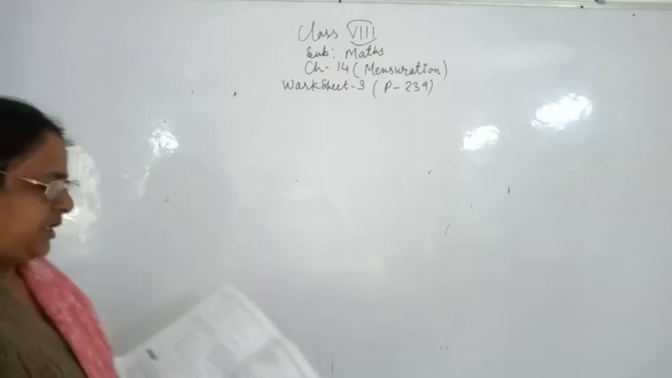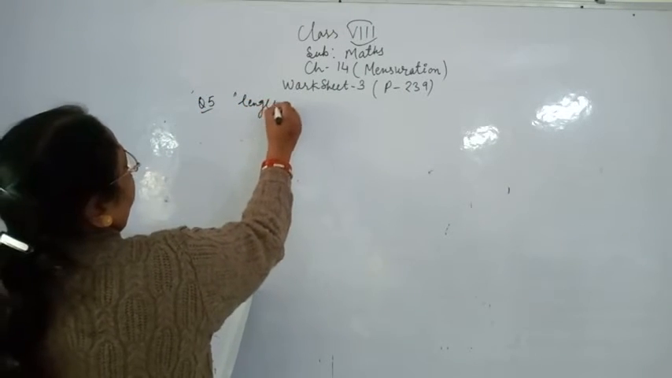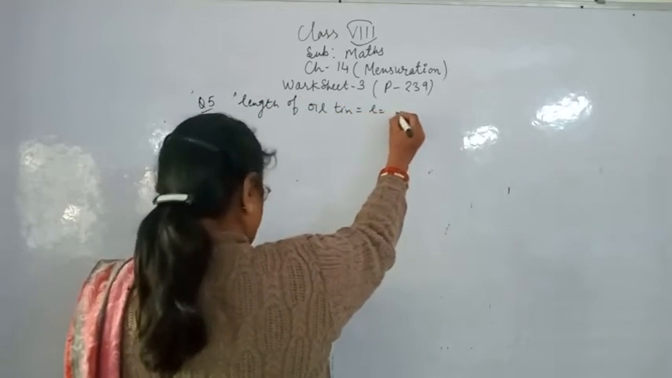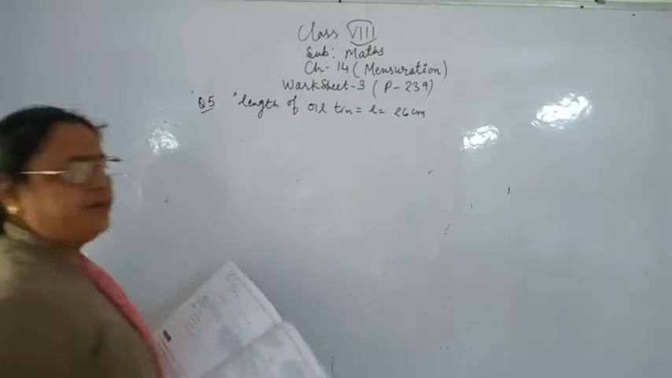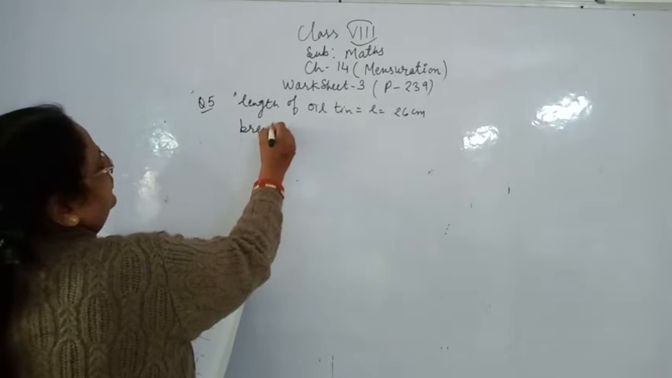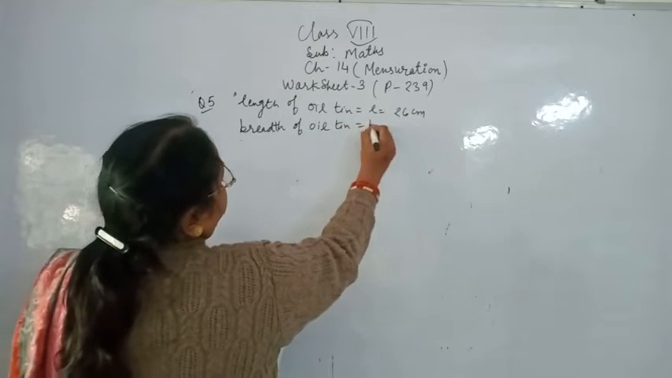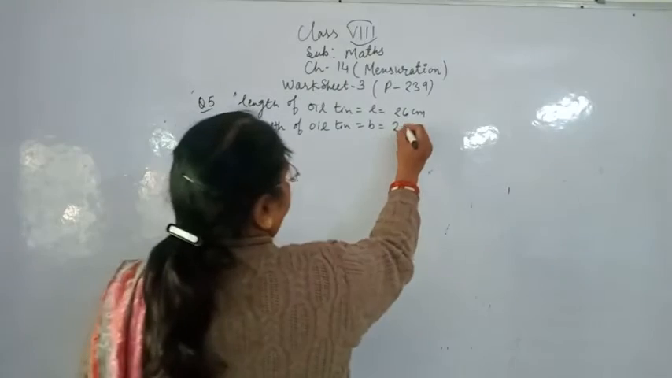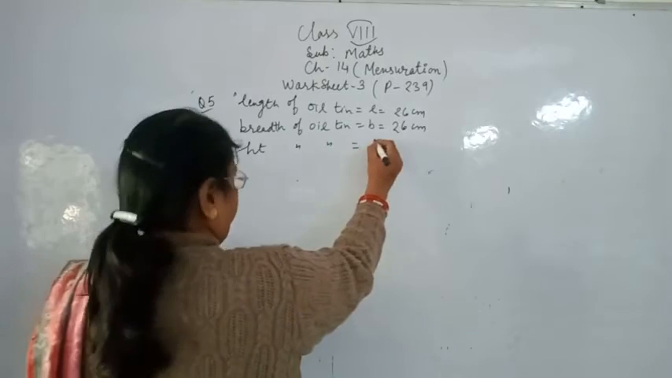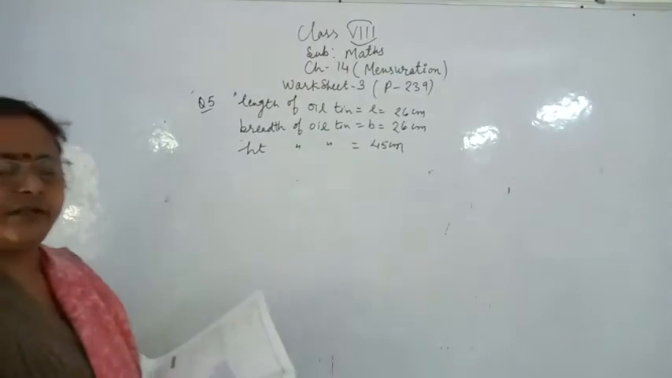What is given here? Dimension means, in question number 5, write down the length of the oil tin. Oil tin L is equal to 26 centimeter. The word dimension means length, breadth and height. The breadth of the oil tin we can write as B. It is equal to 26 centimeter. And thirdly, the height of the oil tin is given as 45 centimeter. आपने देखा होगा oil tin जो है उसकी height ज़्यादा होती है as compared to length and breadth.